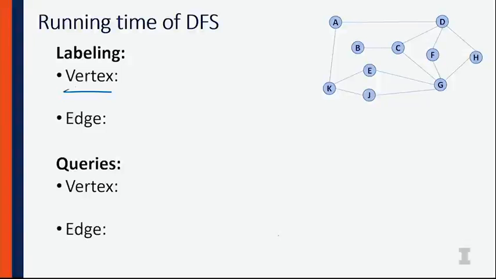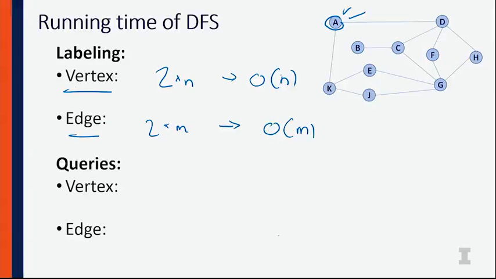So when we label a vertex, we know that every single vertex is initially undiscovered, and then we label it as discovered at some point in time. So we do a total of 2 times n labelings, or O of n labels. We label every edge twice as well. So we do 2 times m labels on the edges, or O of m labels. They're originally an undiscovered edge, and then they're either a discovery edge or a back edge.